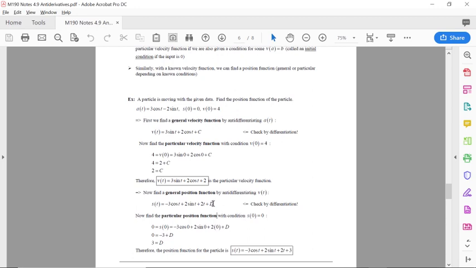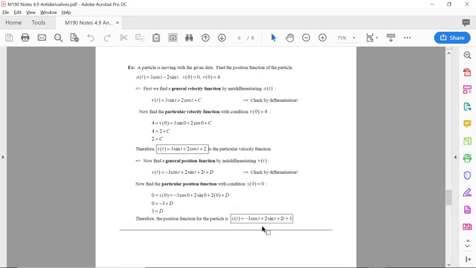And we can solve for the new constant by the initial condition for the position here, s of 0 equals 0. Right? So we plug 0 in for t. Remember the cosine of 0 is equal to 1. Right? So we end up with d is equal to 3. So here is the particular position function for that given information.